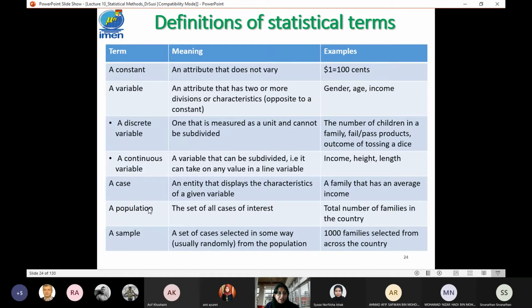Okay. And you also have case, population, and sample. So these are normally used for statistics. Normally, when you have a large experiment and you look at only a small portion or sample, you need to know all these terms.